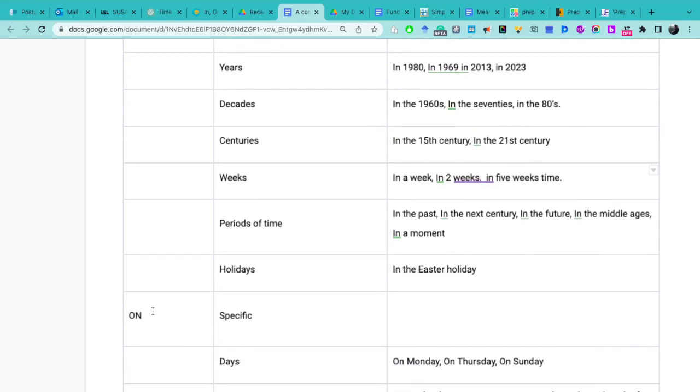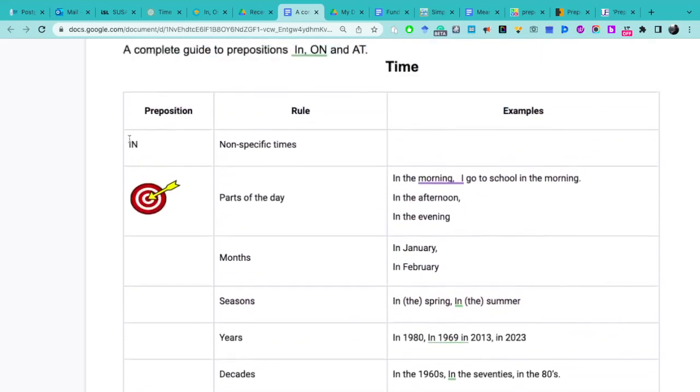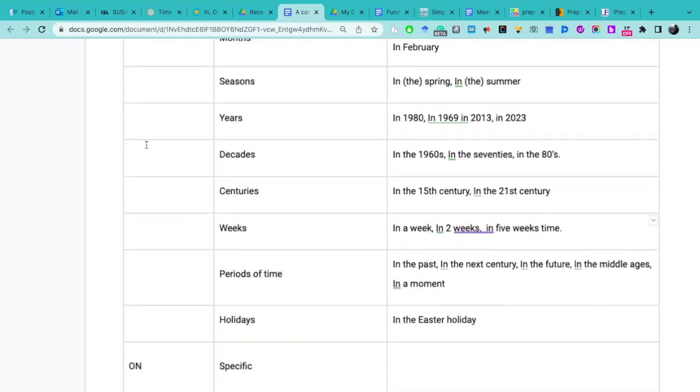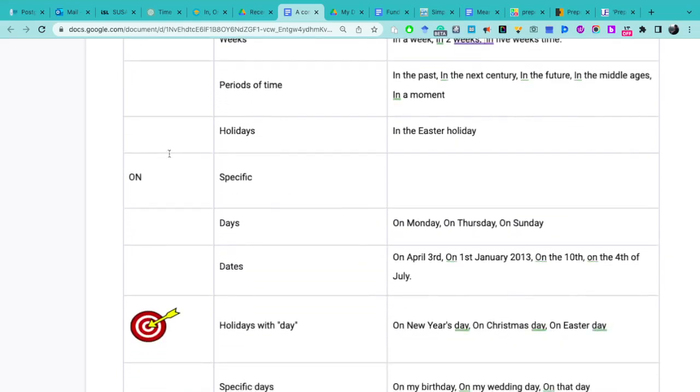on, when we use on to talk about time, is more specific, right? It's more specific than the preposition in. In is too general. It doesn't give that much information. So we start with days of the week. Days of the week, we have on Monday, on Tuesday, on Saturday, on Sunday. On Sunday, I go to church. I go to church on Sundays, right? On Sunday, I go to church, or on Sundays as well. So when we talk about days of the week, we must use the preposition on.